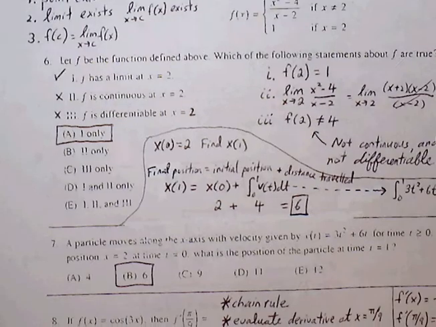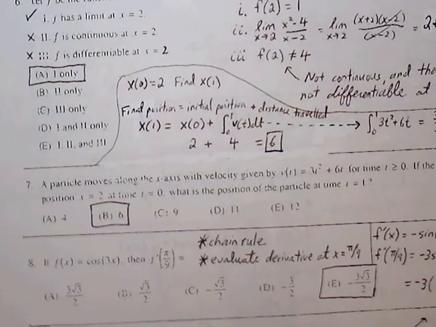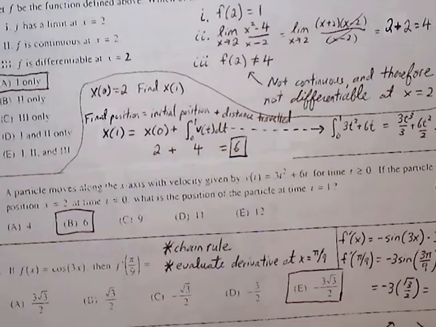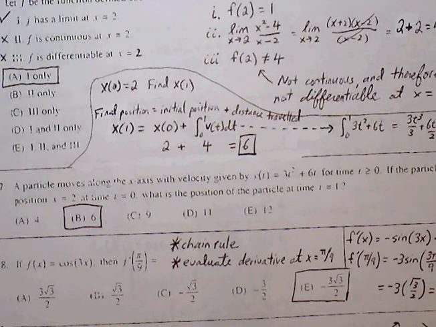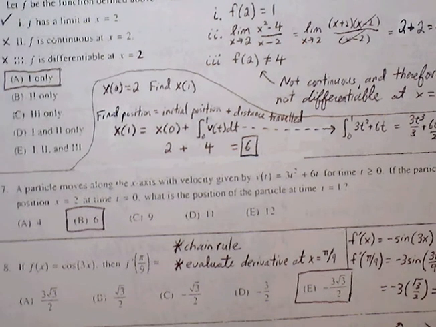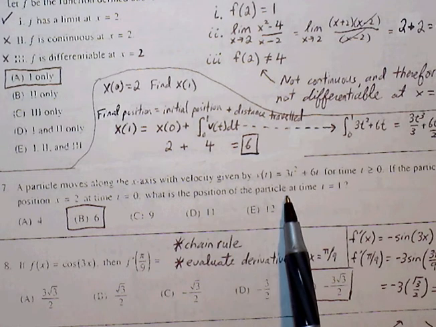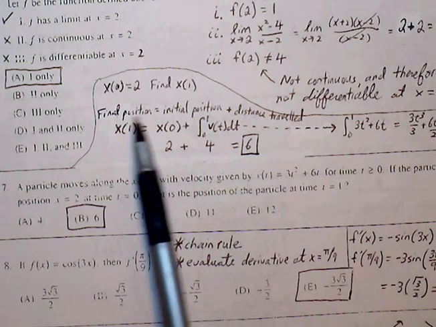Okay, number 7. A particle moves along the x-axis with a velocity given by v of t for time t greater than or equal to 0. If the particle is at position x equals 2 at time t equals 0, what is the position of the particle at time t equals 1? So if I want to find my final position, then the formula is given here.